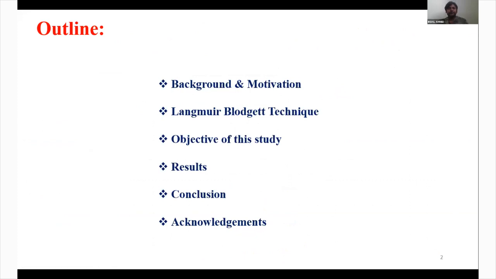So this is a brief outline of my talk. At first, I'm going to talk very briefly about the background and motivation behind my work. Then I'm going to talk about what technique I have used for this research study and what the objectives are. And finally, I'm going to tell about the results I obtained, and I'm going to conclude my talk.